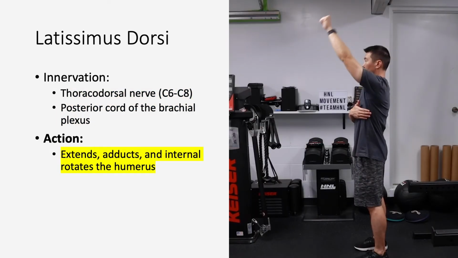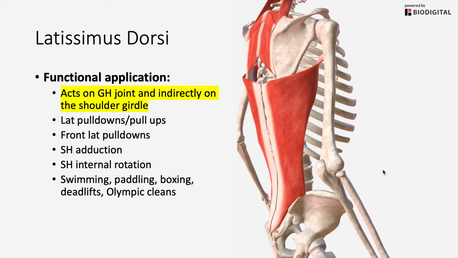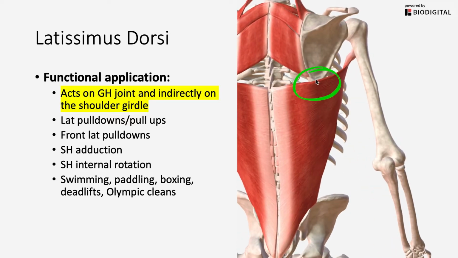And the action of your latissimus dorsi is that it extends, adducts, and internally rotates the humerus. So let's get into the functional application. This acts on the GH joint and indirectly on the shoulder girdle. Your lat does have some fascial connection to the inferior border of your scapula, so there is going to be some communication and some influence on scapular stability. But primarily your lats are going to act on the humerus, or your arm.